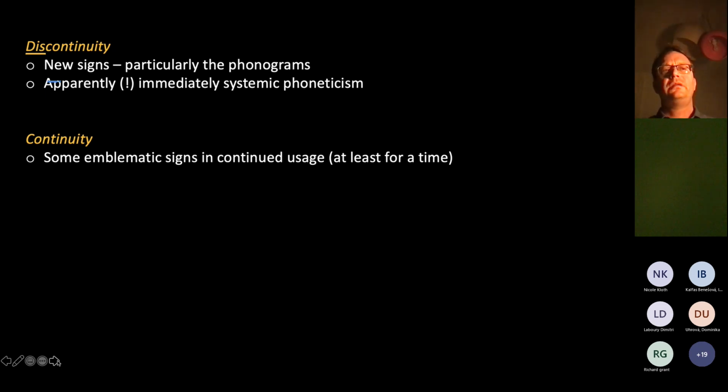And so there's a great measure of discontinuity with what precedes. There are many new signs, particularly the phonograms are generally entirely new signs, not found before. And there's an apparently, or at least very fast, immediately systemic phoneticism. But there's also a matter of continuity in the sense that some of the emblematic signs of before continue to be used, at least for some time, before dropping out of usage.